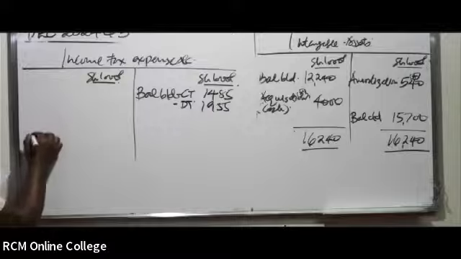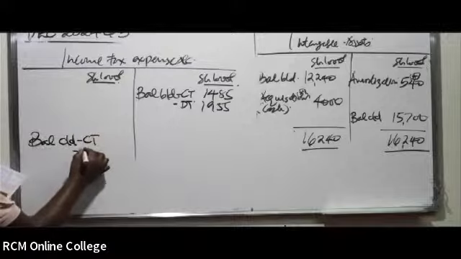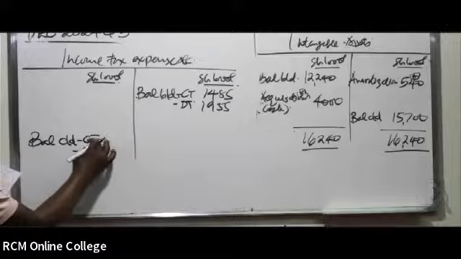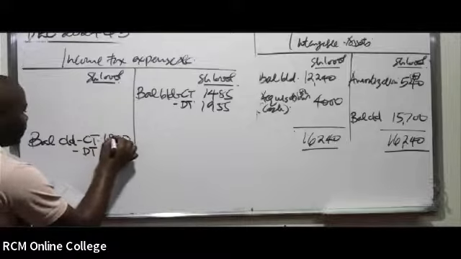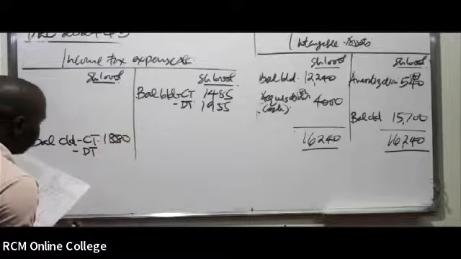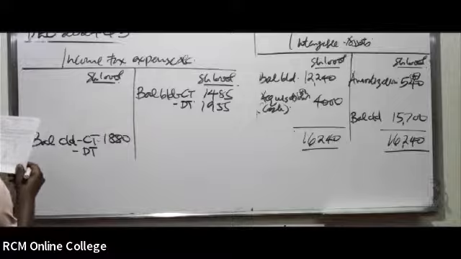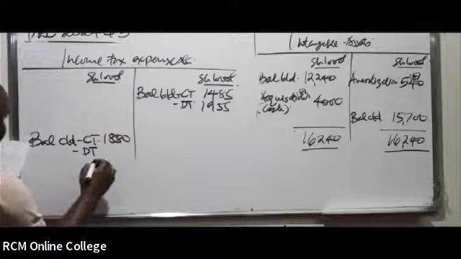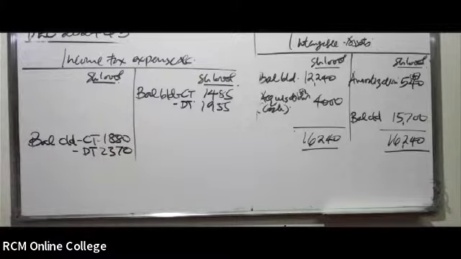So we have the balance carried down at the end. We have CT and we have DT. For CT at the end, you have a figure of 1880, which is from the days of our forefathers. Then for DT, you have 2370. We haven't reached there yet, we will get to 2370. So that's what you're having there.